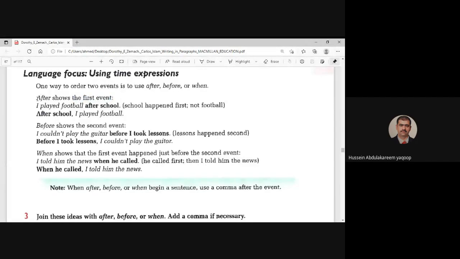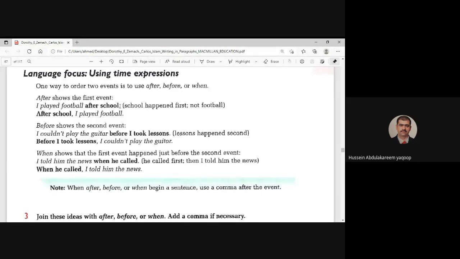So after the tool after, it is followed by the first event. Since we have more than one event, we keep in mind that these tools do not link one part or one event, but at least two events. So here the first event, the first occurrence of a certain event, should be written right after. So here we have an example: I played football after school.